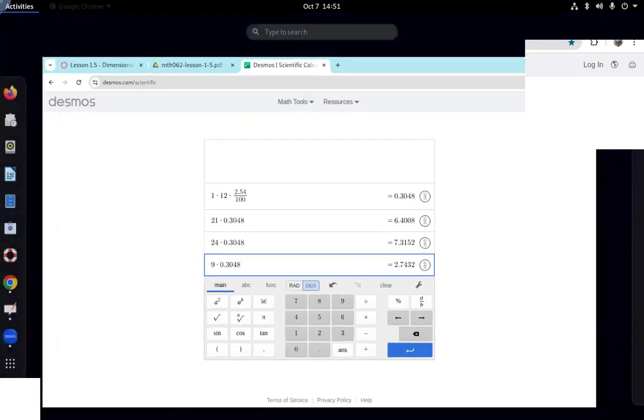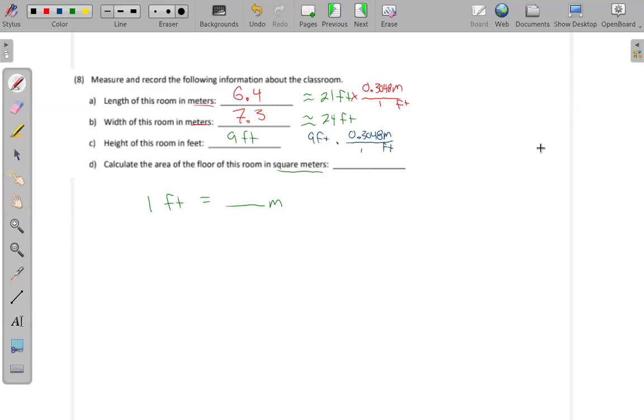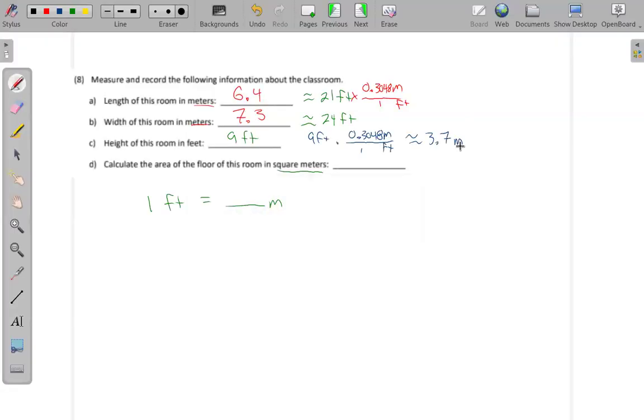2.7-ish, go with that. So it turns out 9 feet is about 3.7 meters. 3.74, I'm gonna go with 3.7, and I guess I should be clear up here. These are meters and meters, like we were asked for. And then we want square meters.